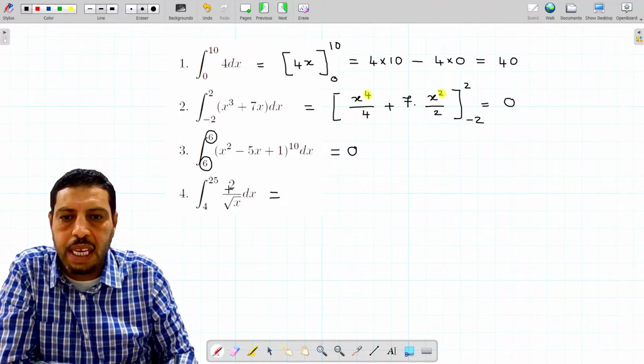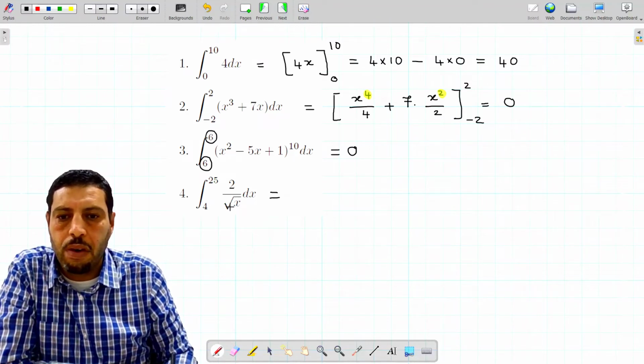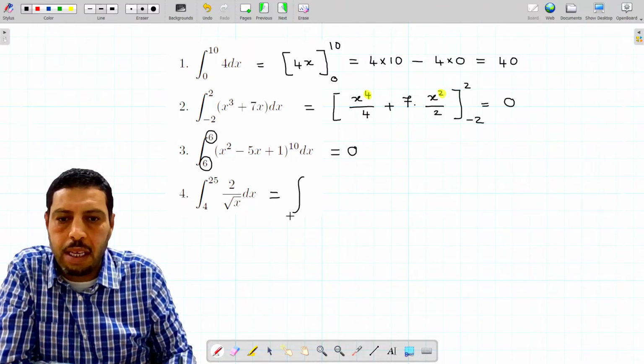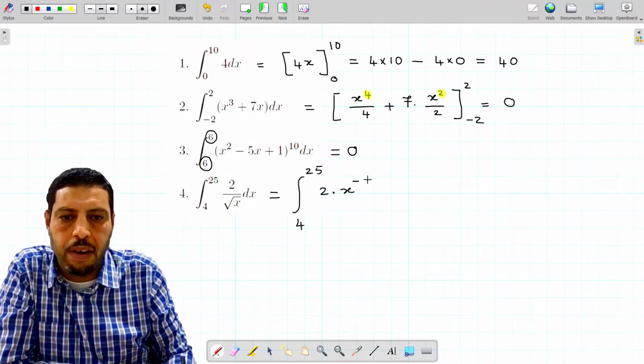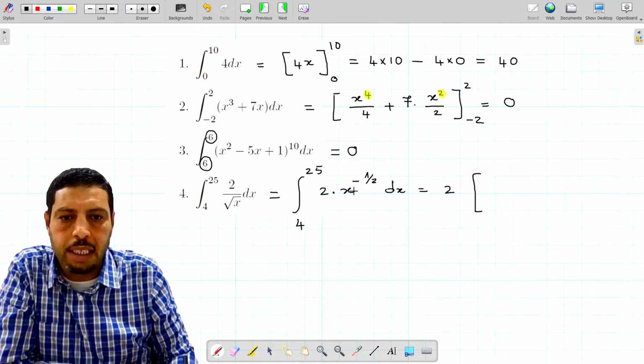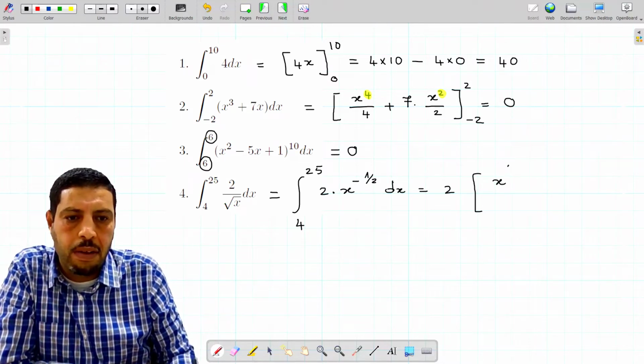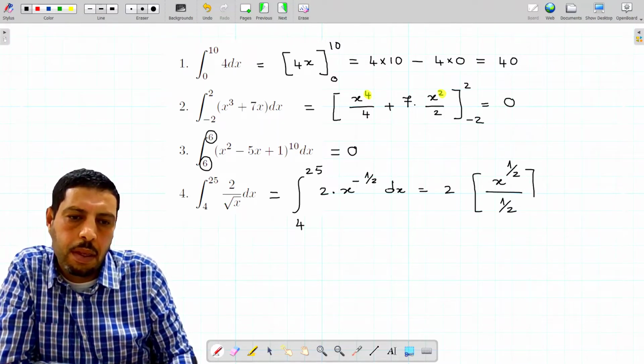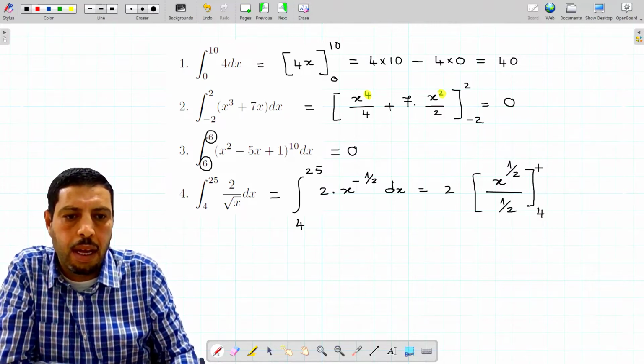Fourth one, the integral of 2 over square root of x between 4 and 25. So first of all, we have to compute the indefinite integral of 2 over square root of x. So we have to write it as a power first. So x to the power of negative half dx, which is equal to 2. And here you make the integral of x to the power of negative 1/2 using the power rule. So it gives x to the power of 1/2 over 1/2, taken between 4 and 25.